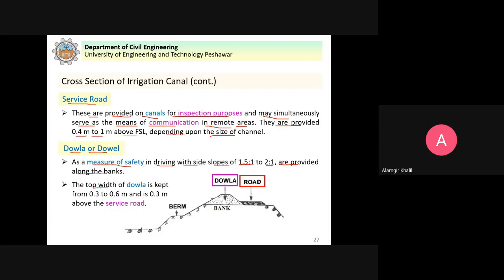The top width of dowla is kept from 0.3 to 0.6 meter and is 0.3 meter above the service road.